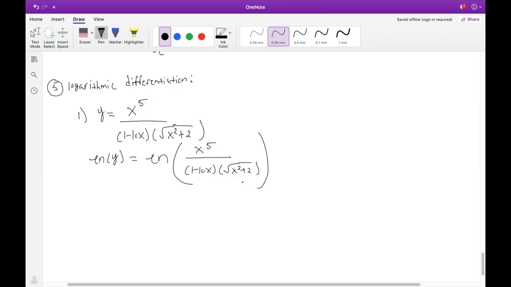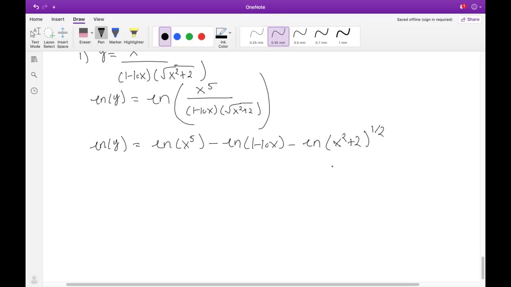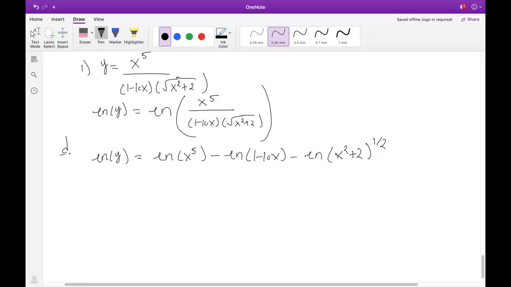And then by using log properties, we know that we could rewrite this as ln x to the fifth plus ln of 1 minus 10x minus ln of x squared plus 2 to the power of 1/2. I'm just rewriting that because we can move that power in the next step to the front of the ln. So now I'm going to take the derivative of everything, left and right side.